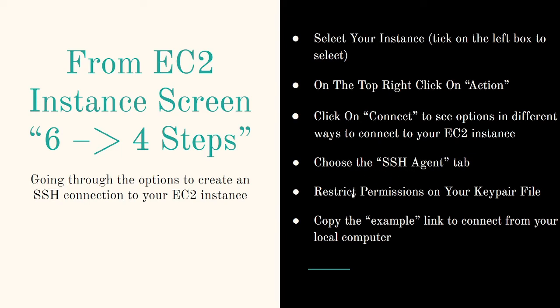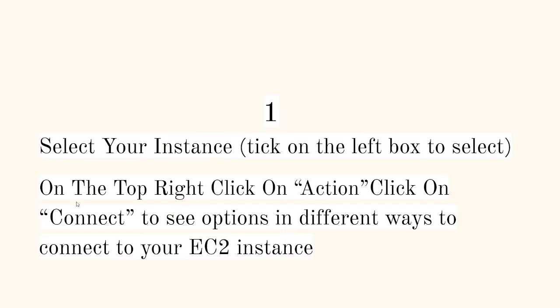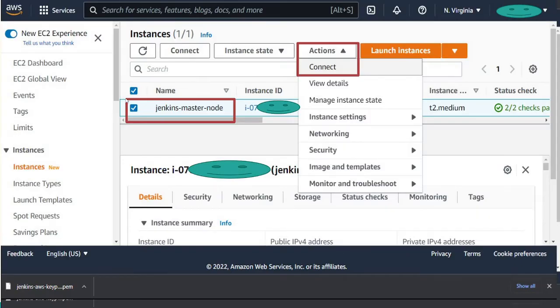You choose the SSH agent tab, so that's how we're going to connect, and you restrict the permissions on your key pair file that we're going to download. We copy the example link, so there will be a link as an example, but that will actually be the right link to connect to your EC2 instance. So you select your instance first, you tick the box on the left on the top. On the top right, on action, you click on connect to see the options in different ways to connect to your EC2 instance.